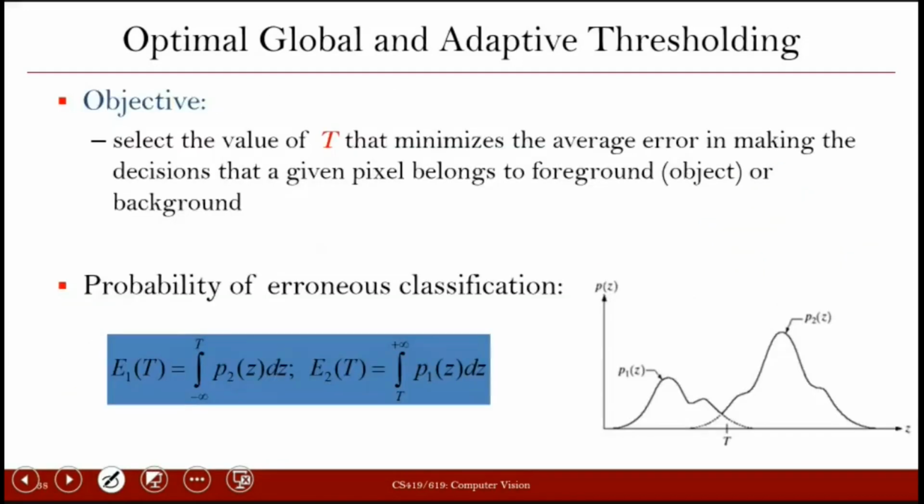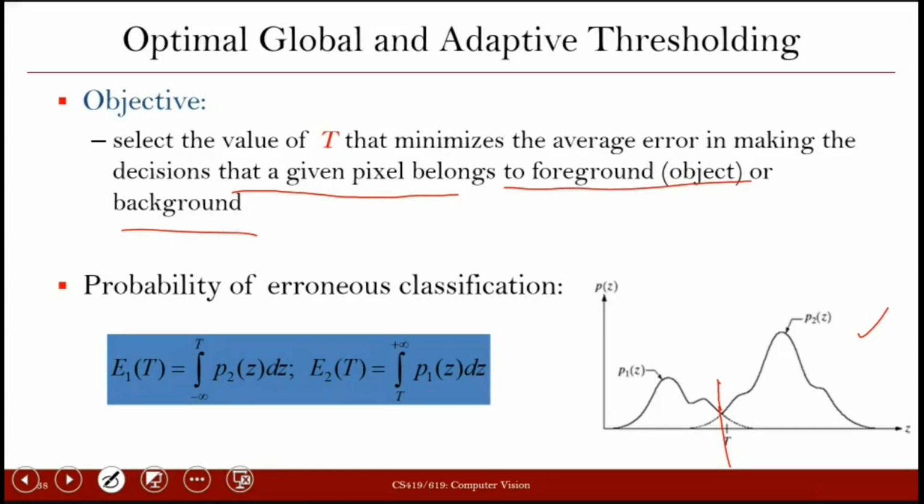Now, what is our objective? As we discussed, we have to select the value of t that minimizes the average error in making the decision that a given pixel belongs to foreground or background. So, if you analyze this distribution, what are the places where this error can happen? Let us say we are going to choose this particular threshold, or some threshold here. Let us first see this distribution one by one.